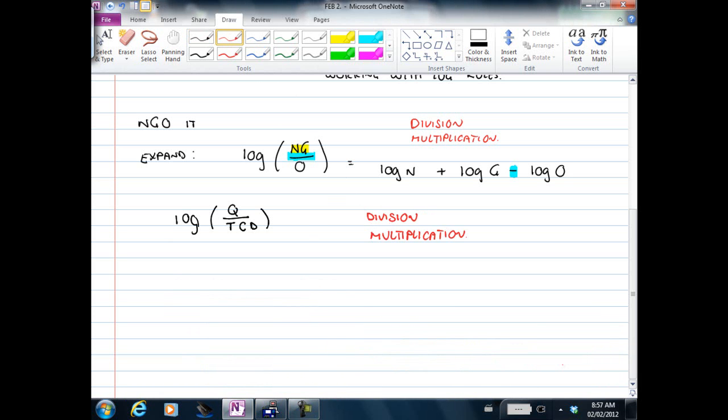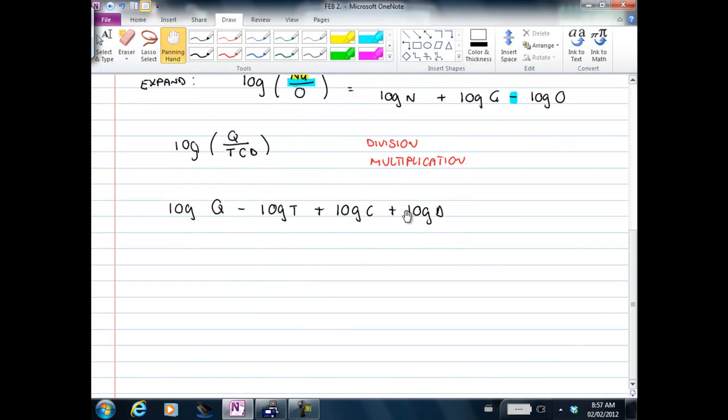When I walked around, this is the most common answer I saw. You guys went log Q minus log T plus log C plus log D. Over 80% of you said this was your answer, but that was incorrect. And I said there was a big twist. Here's the big twist. Would you agree that this is Q divided by TCD? Now, if you were to divide, would you agree you've got to subtract this whole entire thing?